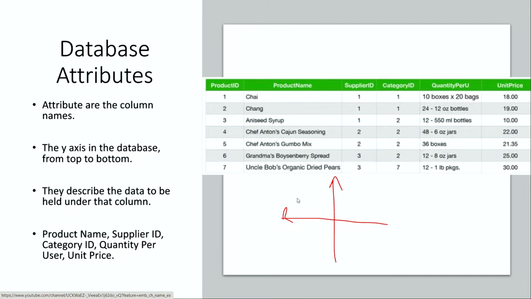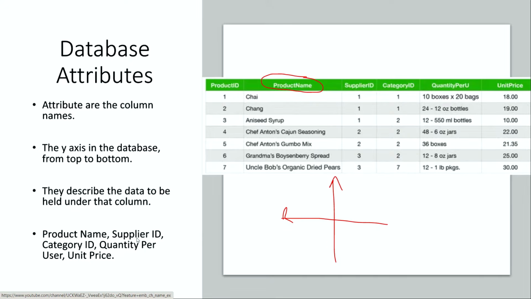All right. The y-axis in a database, from top to bottom, I've said that. They describe the data to be held under that column. So for example, here it says product name, right? And under product name, I've got chai, chang, aniseed syrup. I have no idea what this is about. I'm guessing it's about some form of drink or fruits or stuff you buy in a supermarket, right? So this tells me the name of the actual product. So that's going to be the column attribute.